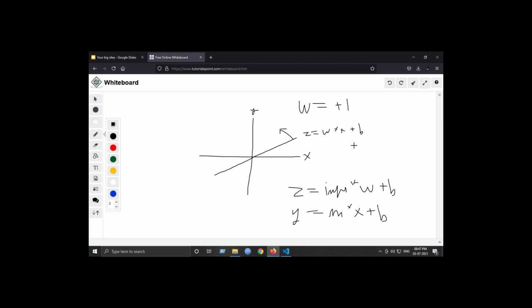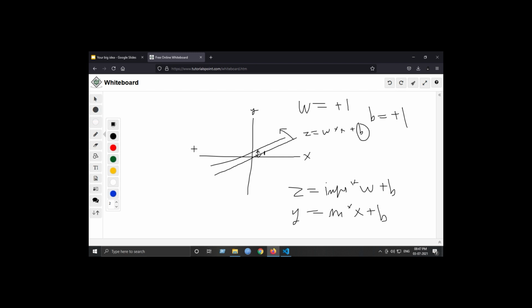On the other hand, if we increase the bias, let's say bias is equal to +1, then this line will be on this point, where there is a gap of 1. So the purpose of bias is to offset the output positively or negatively, which helps us to change the overall function.